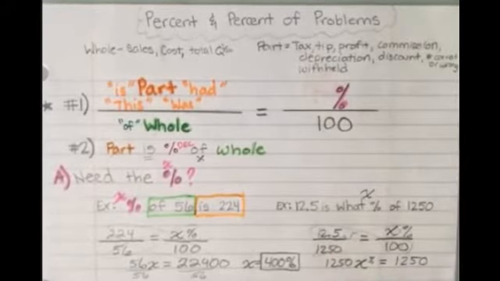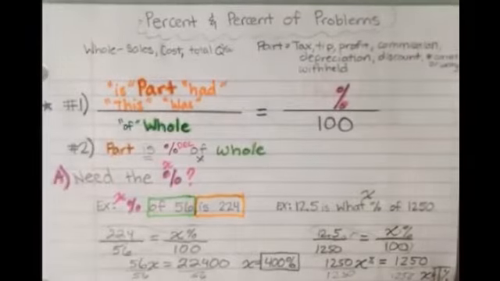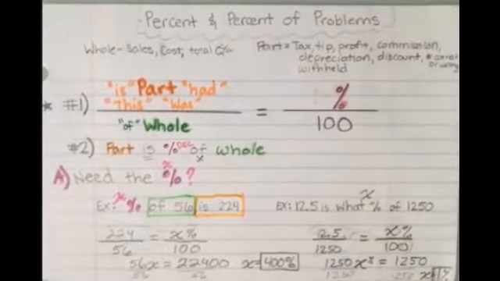So that's going to end up being 1,250. Now I need to get the x by itself. So in order to get the x by itself, I'm going to divide by 1250, divide by 1250. That means that x equals 1%. And again, you must have the percent sign.